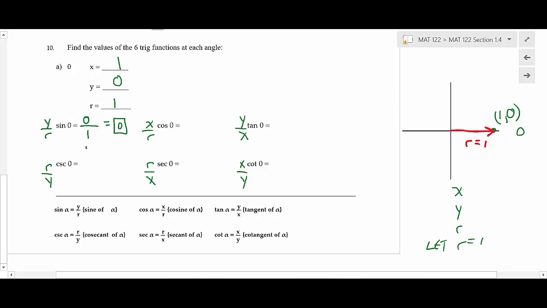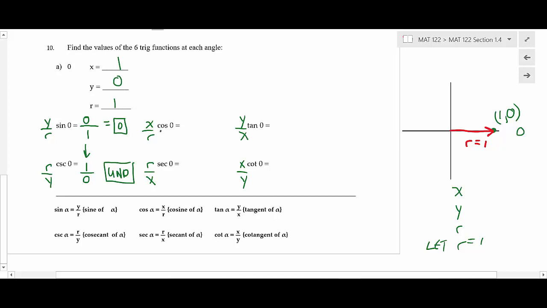Okay, the cosecant, you can go ahead and do the reciprocal. It's r over y, so that's 1 over 0. Now, what do you conclude about dividing by 0? Okay, you can't divide by 0, so we're going to say that the cosecant of 0 radians is undefined. Okay, it's not 0, it's undefined.